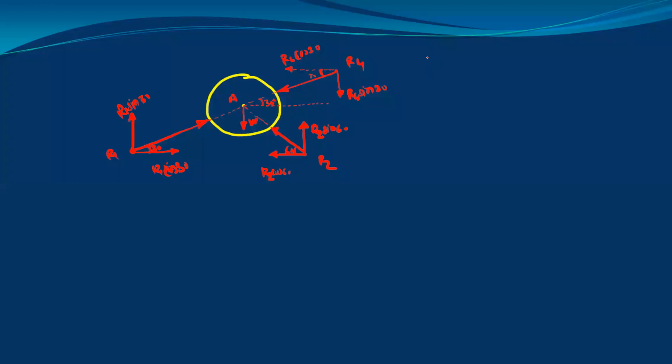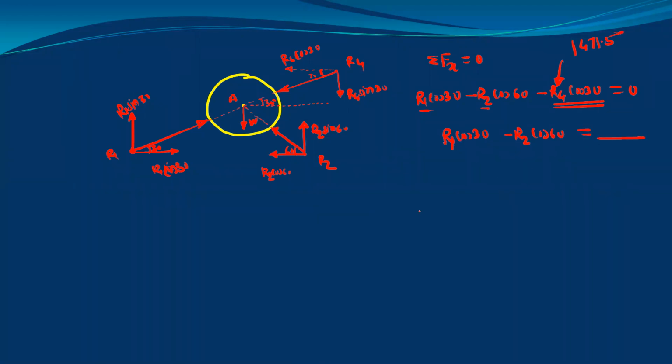Okay. And then write the equation summation Fx is equal to 0. So here we will have R1 cos 30 minus R2 cos 60 minus R4 cos 30 equal to 0. So you will get an equation in R1 and R2, one equation. R4 is known. Put the value of R4, so this is 1471.5. So you will have the equation R1 cos 30 minus R2 cos 60 is equal to some constant value.